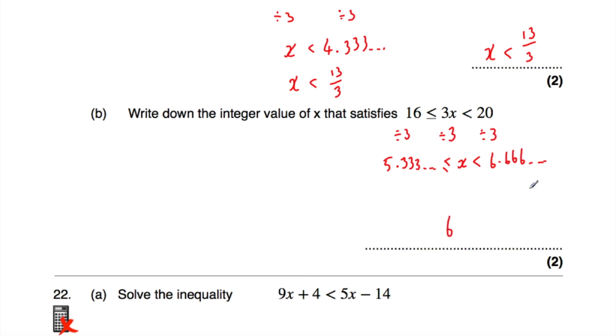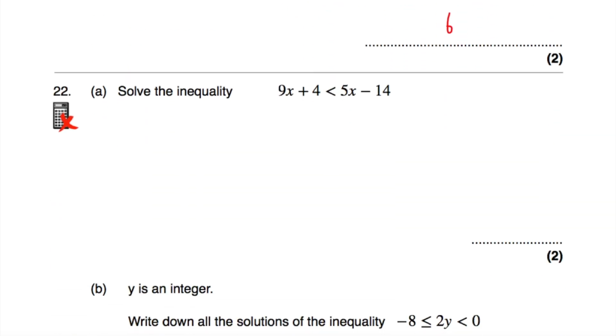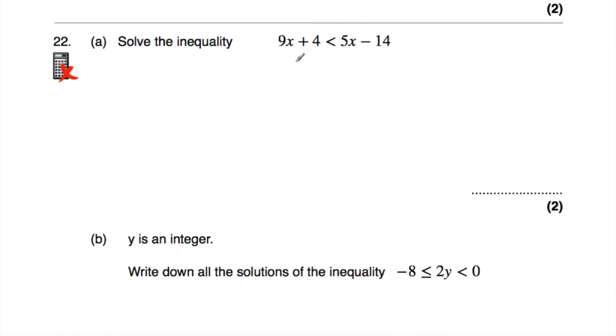Okay, let's look at our next question, question number 22. We've been asked to solve the inequality 9x plus 4 is less than 5x subtract 14. Okay, so we've got x's on both sides of this inequality, so let's get rid of the lowest number of x's, which is the 5x. So let's take away 5x's and take away 5x's.